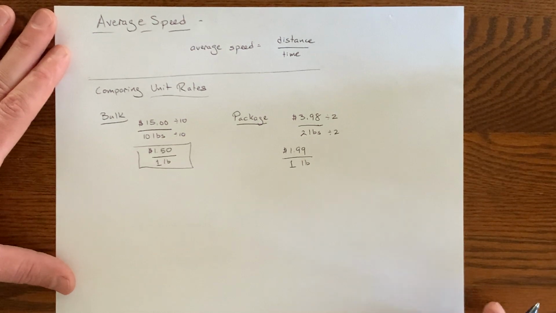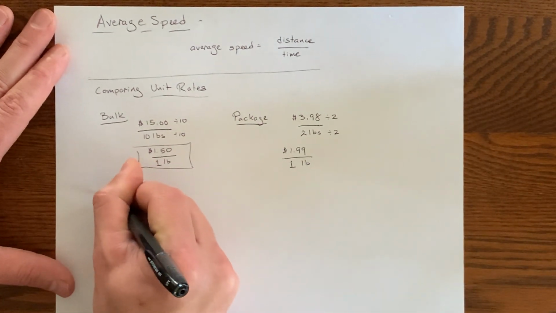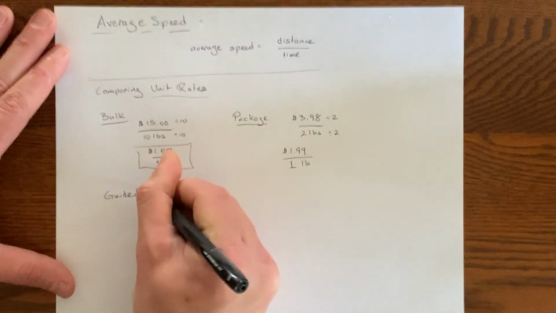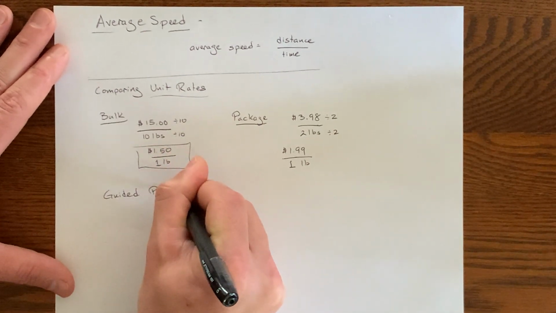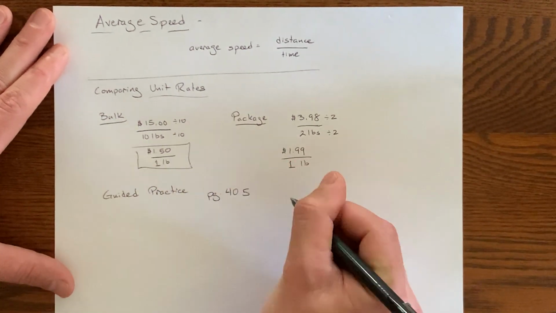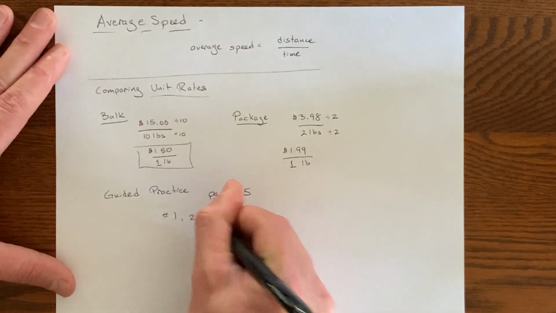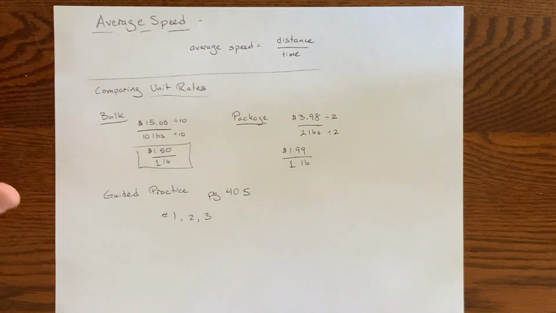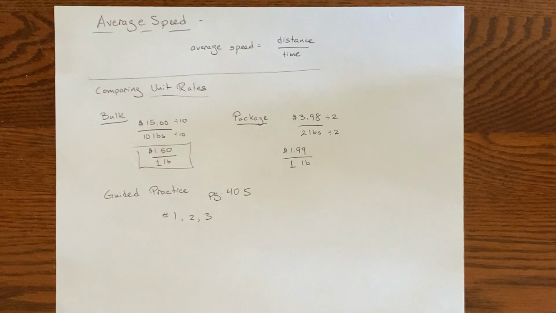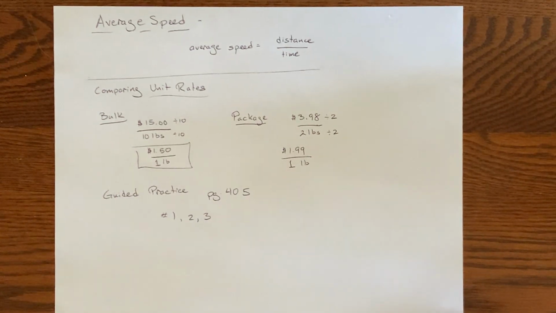So now I want you to practice guided practice problems on page 405. I want you to do numbers 1, 2, and 3. Number 1, you're gonna write a unit rate. Number 2, you're gonna figure out average speed, dividing distance by time. And then lastly, I want you to compare costs for number 3.